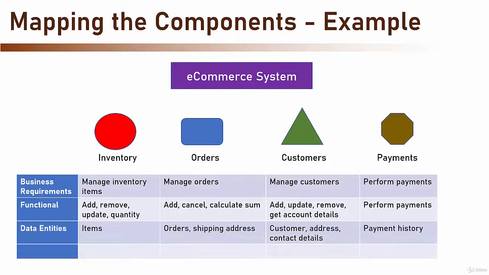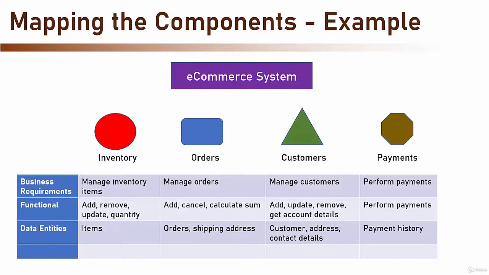And what about data entities? Well, here also it looks good. The inventory service deals with items in the inventory. The orders service handles the order and the shipping address entities, and note that the shipping address is not part of the customer entity, which makes sense since it's part of the order and not part of the customer. A single customer can use multiple shipping addresses, as you probably know.